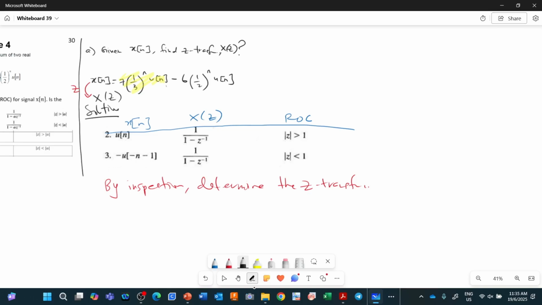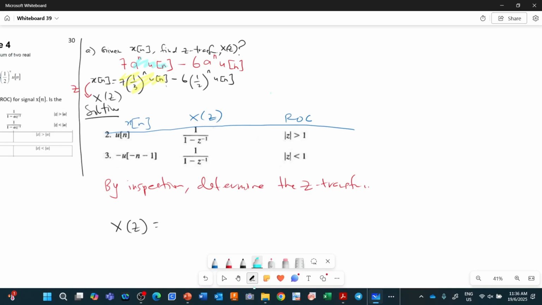So we are going to write X(z) by inspection of this. The first signal, we can say this is the first signal. Why? Because you have a^n. If you write it again, this is actually a^n u[n], with a value. So you have 7 here, the amplitude. And then you have another signal, minus 6 a^n u[n].